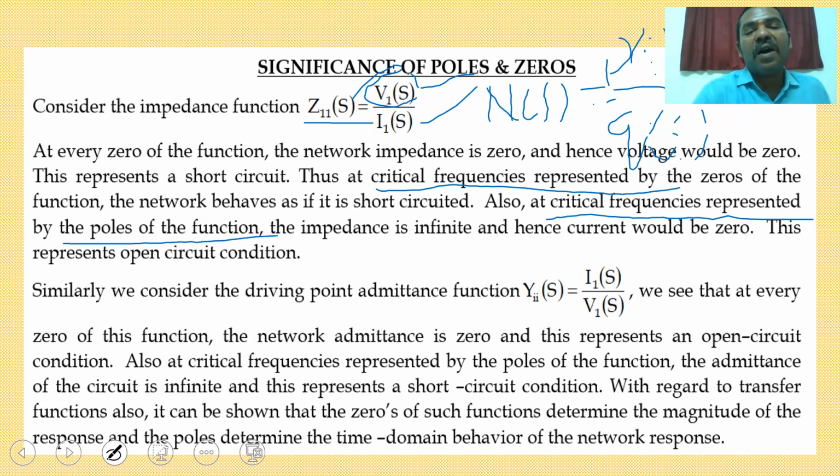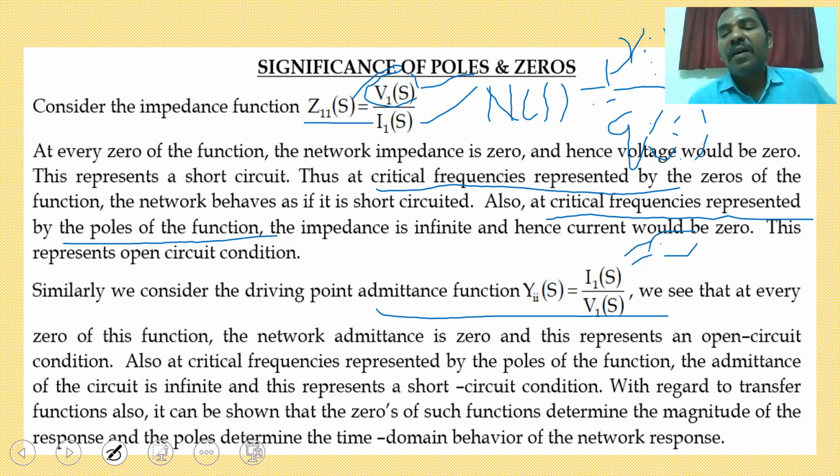Vice versa for the admittance function also. So what is the admittance function? Y11 of s is equal to I1 of s by V1 of s. If you substitute the numerator equal to 0, the current is 0. You are open circuiting and calculating the zeros of the frequencies, and you are taking Y of s is infinity. So V1 of s is equal to 0, so voltages are short circuited. You are going for the critical frequency functions at a pole level.